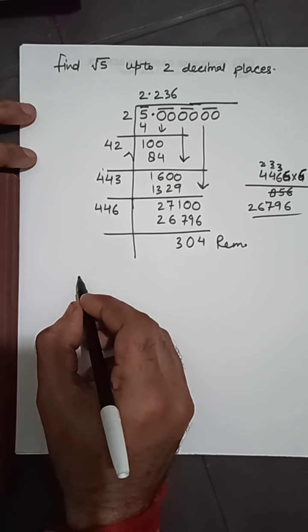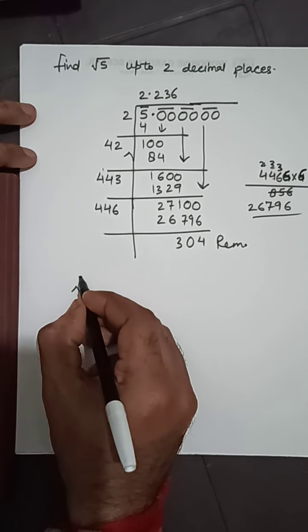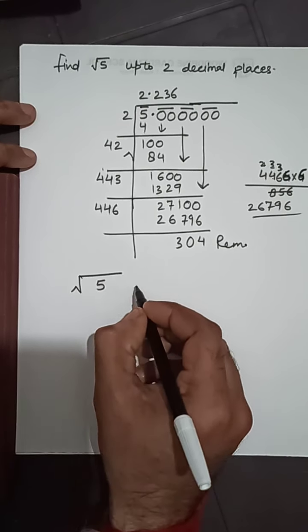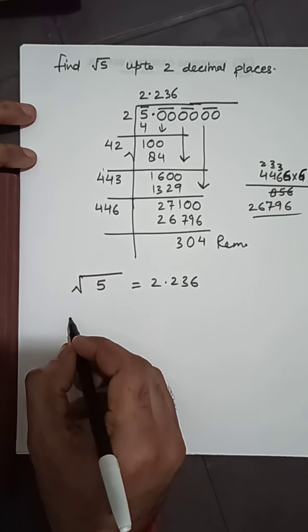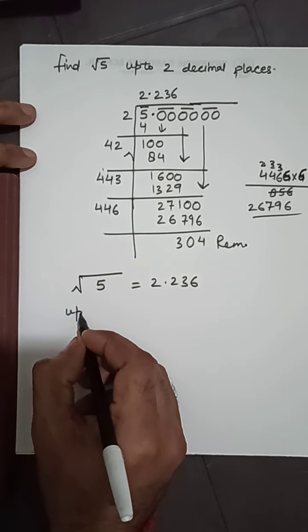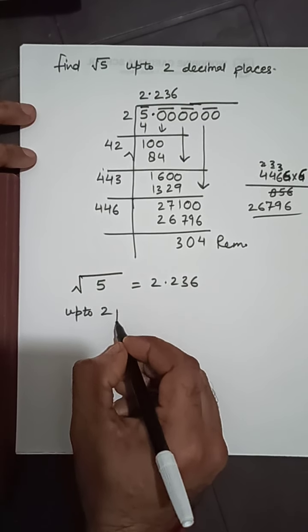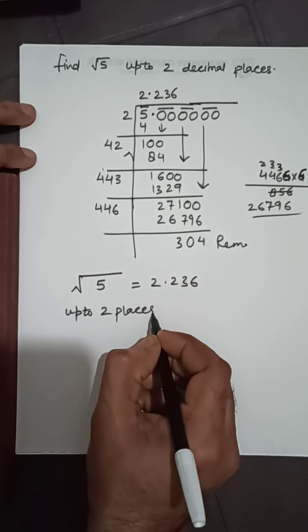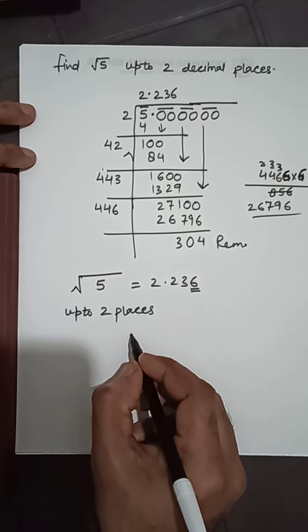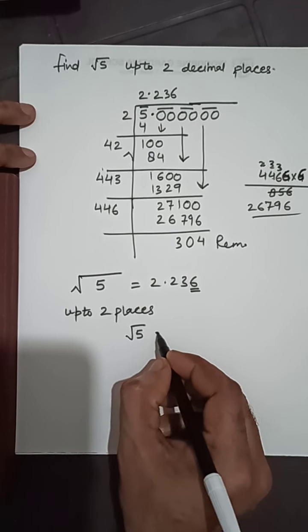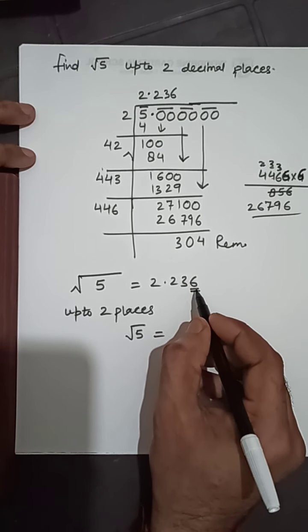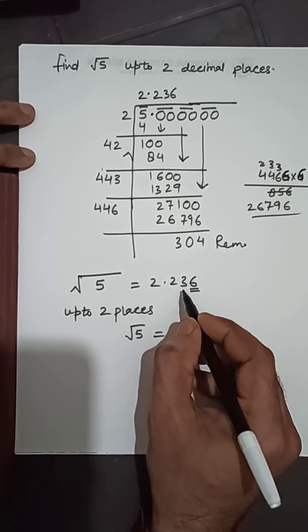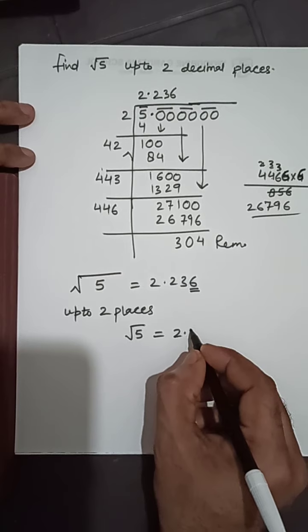So now the square root of 5 is coming 2.236. But you have to write the answer up to 2 places, so it means the third place will be rounded off. Here the third place is 6, that is 5 or more than 5. So when you remove this one and round off, 1 will be increased. So it will be 2.24.